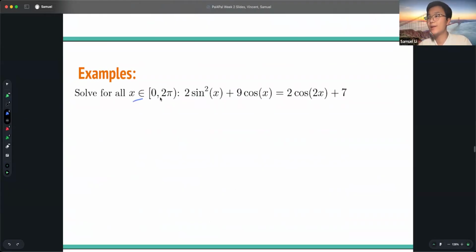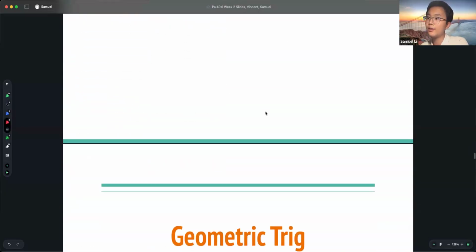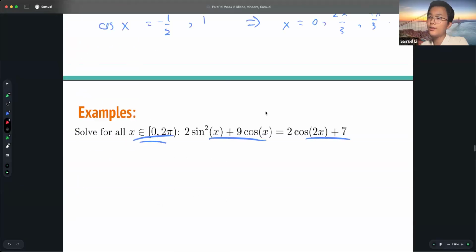Okay, so the next question, again, we don't need to write plus k pi at the end. For this one right here, we have several complex expressions on both sides. So the idea is we want to rewrite both sides of the equation into something more manageable. Let's start off with this one.